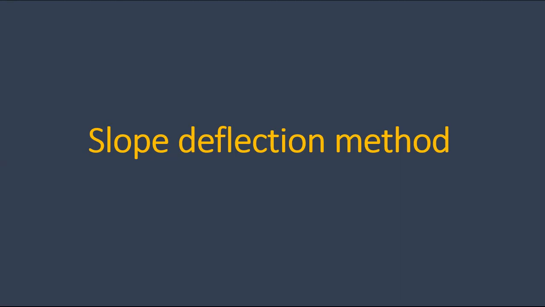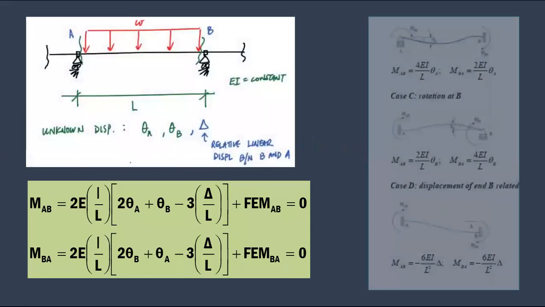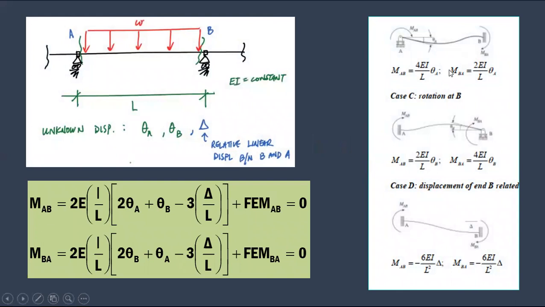right? So it considers the compatibility, the original shape of the structure, and then the slope deflection equation is formed based on that shape, right? And we can go with this equation, right? So this is the slope deflection equation, you can see, right?